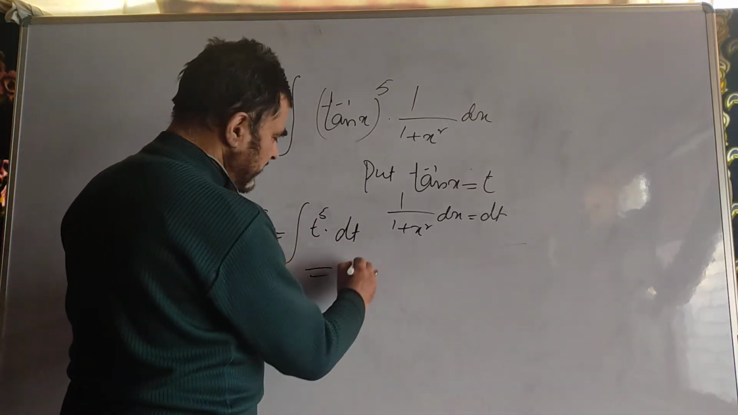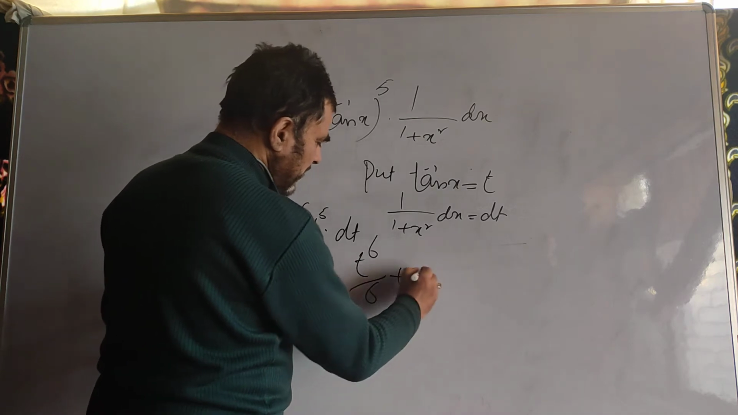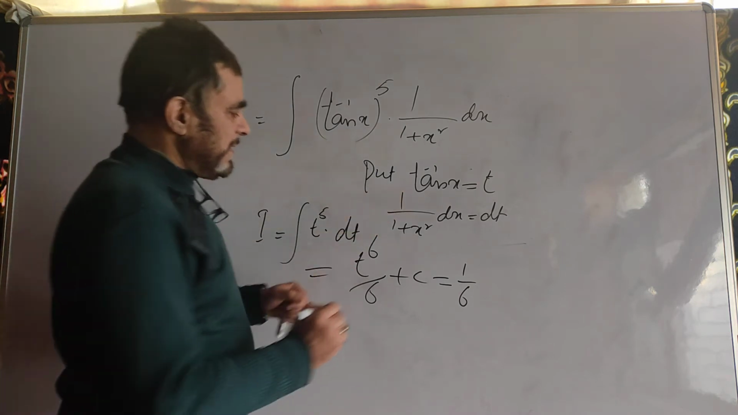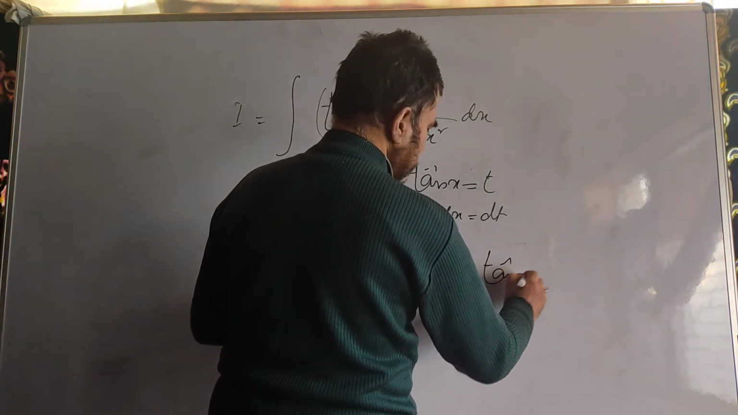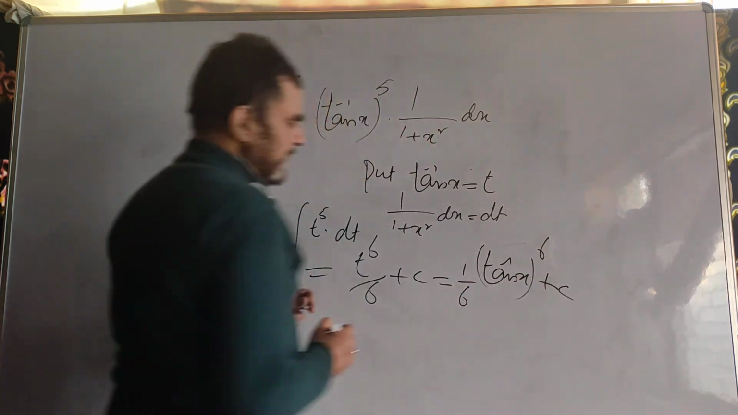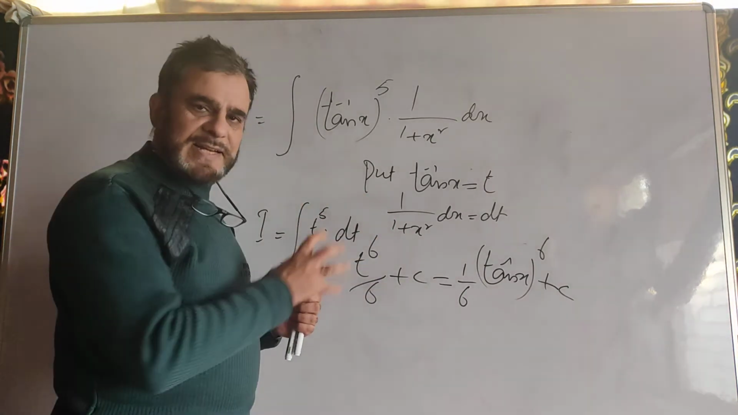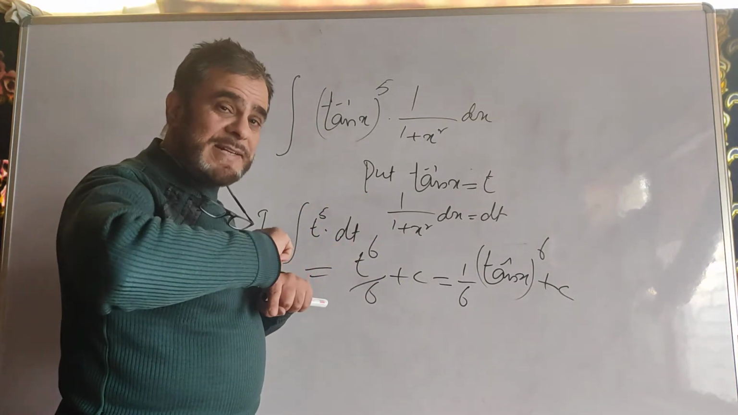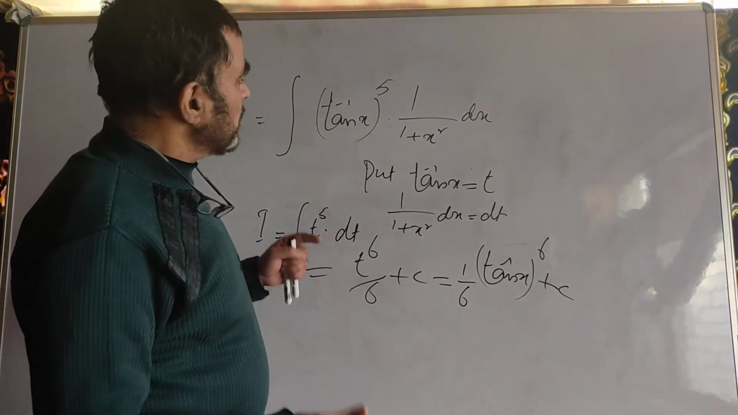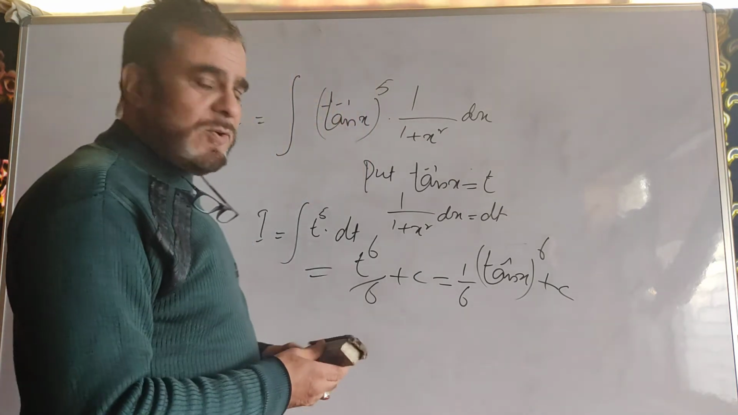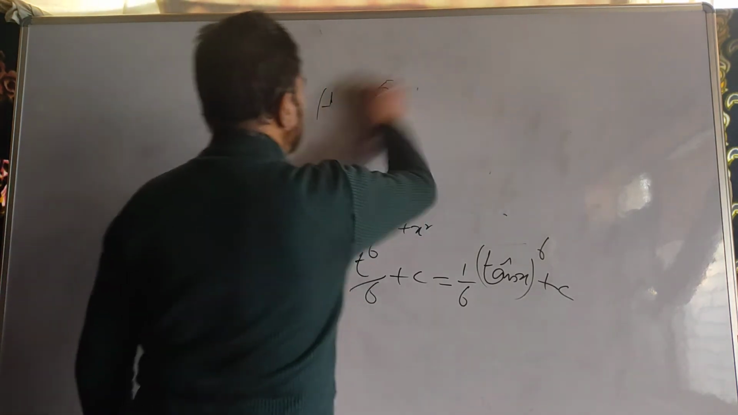You can integrate this. It is t raised power 6 by 6 plus c. Give the value of t back. It is tan inverse x raised power 6 by 6 plus c. This is the substitution method, and the previous two results that I have quoted are fundamental results. We can also do them by substitution. Substitution is, in other words, the remedy of many problems in mathematics. Let us have some more problems on this.